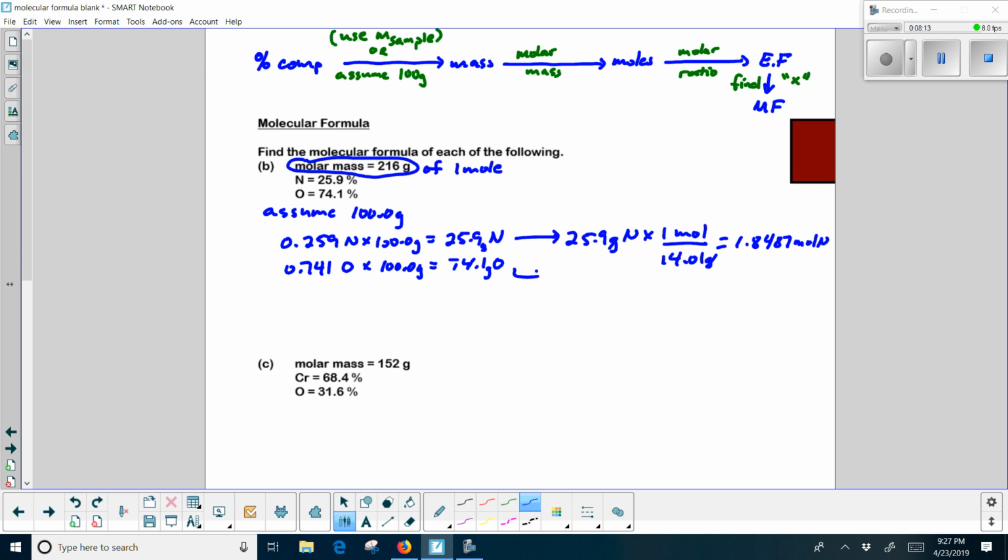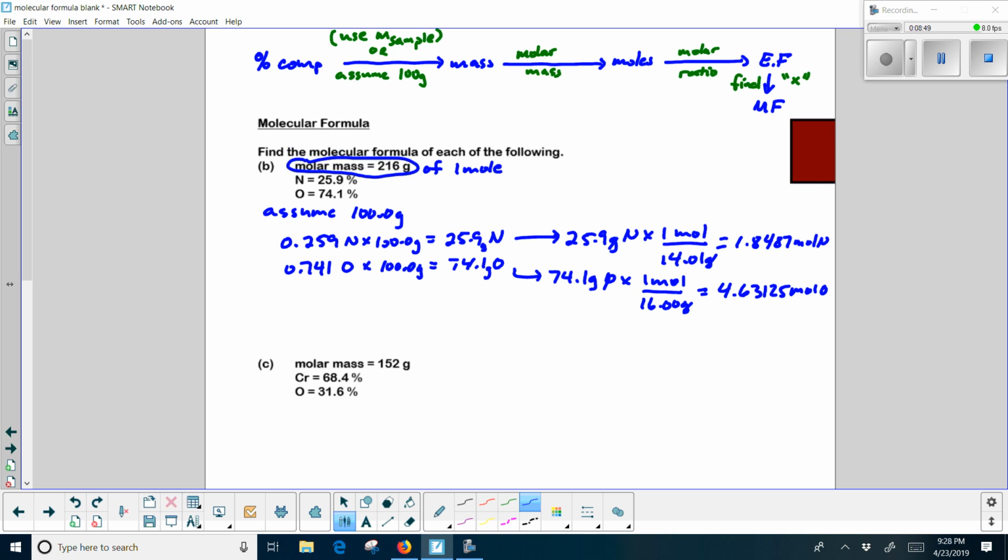Then we're going to do the same thing over here for the oxygen. So we've got 74.1 grams of oxygen, and 1 mole of oxygen would have 16.00 grams. So do the same thing over here. And we find here that we're going to have 4.63125 moles of oxygen. So now we know the number of moles. We have to use our molar ratio to figure out the empirical formula.